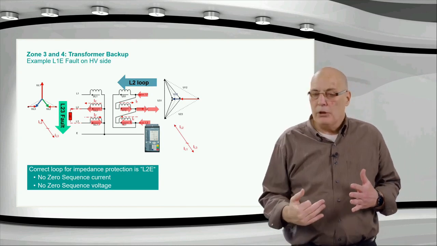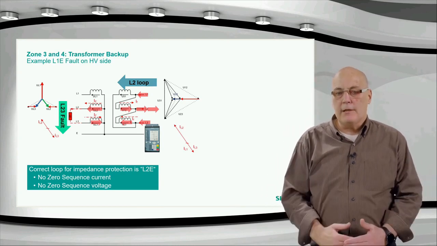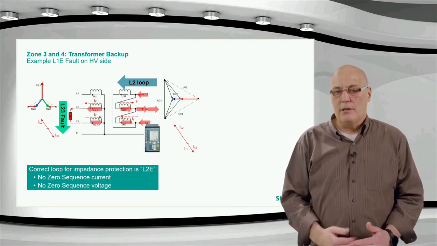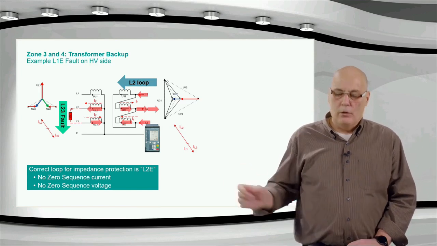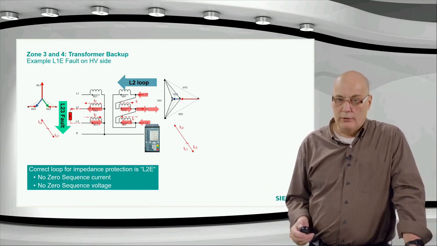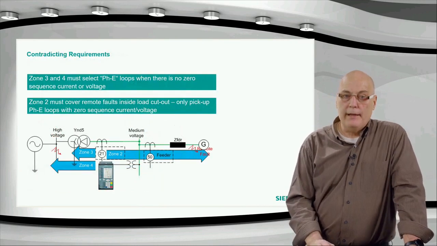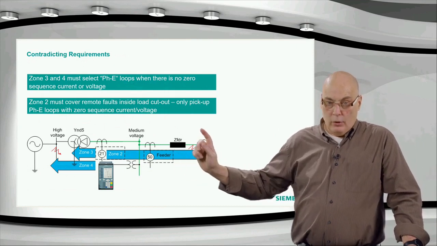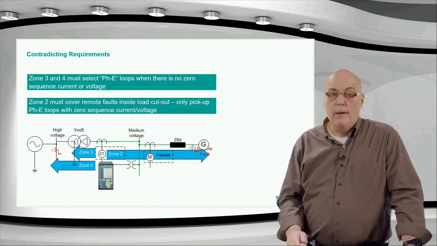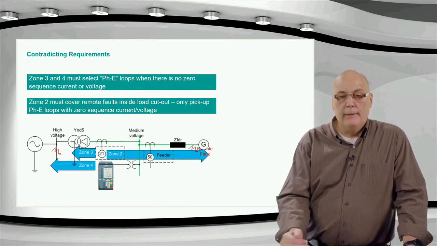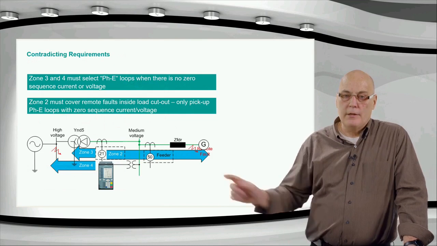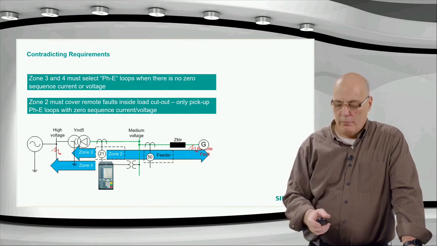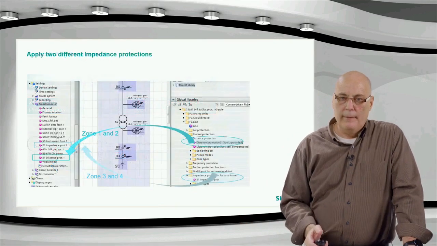A classic distance protection will not be able to do this, because a classic distance protection, to select a single phase loop, the L2 ground loop, must have zero sequence. It must have ground current. So for this, that's why I said on the transformer, we should use the dedicated impedance protection. But the impedance protection will be able to look into the transformer with the zone 3 and 4 and be able to choose the correct loop without having to see zero sequence current or voltage. Because the zero sequence current and voltage is decoupled, removed by the power transformer. It is not coupled through.